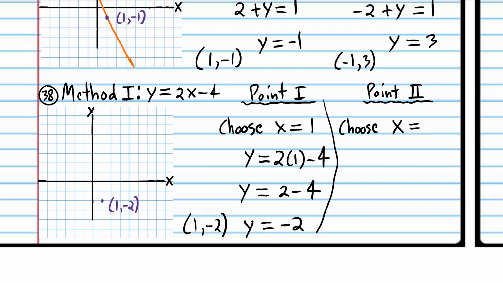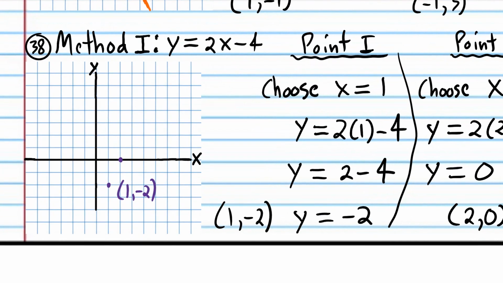I'm going to try 2. So y equals 2 times 2 minus 4. And we get, I'm just going to rush forward there, it's 0. So our point is (2, 0). So (2, 0) is here. And in order to make the line straight, we're going up and over, up 2 over 1. So you can make some more dots here, just to make sure that it's straight. And connect the dots.